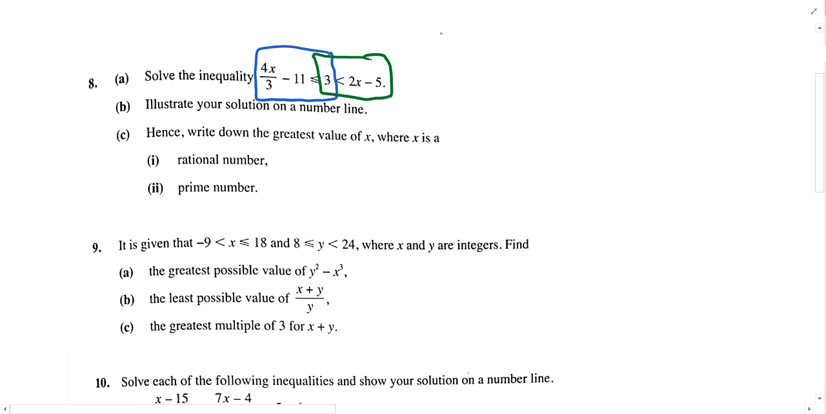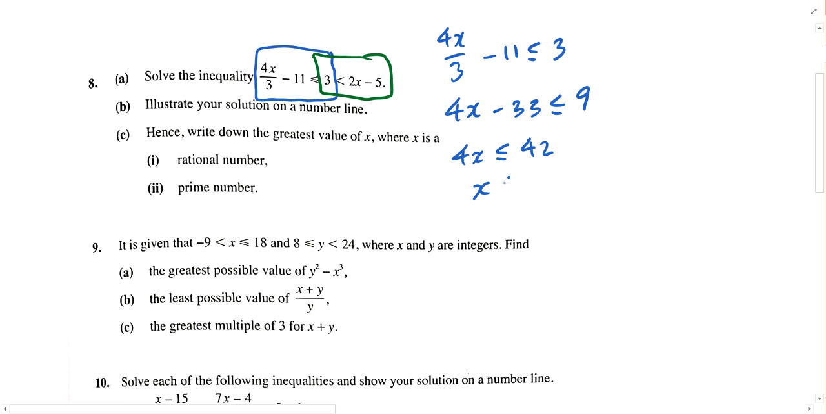So starting with the one in blue, we've got 4x over 3 minus 11 is less than or equal to 3. So in order to get rid of the denominator of 3, we can multiply throughout by a positive value of 3. And since we are multiplying by a positive number, we do not have to flip the inequality sign. This will result in 4x minus 33 is less than or equal to 9. So we have 4x is less than or equal to 33 plus 9, giving us 42. And therefore x is less than or equal to 21 over 2. So this is in blue.